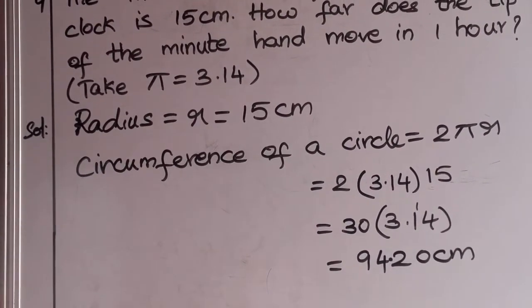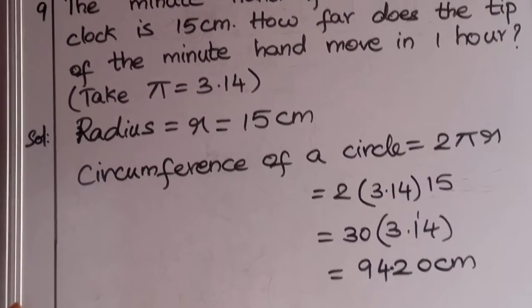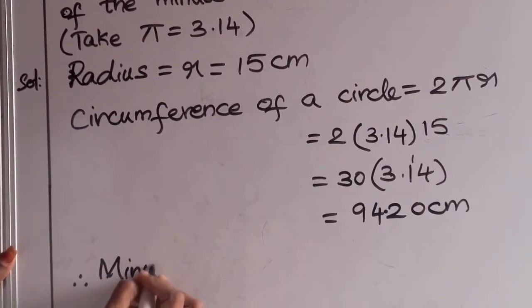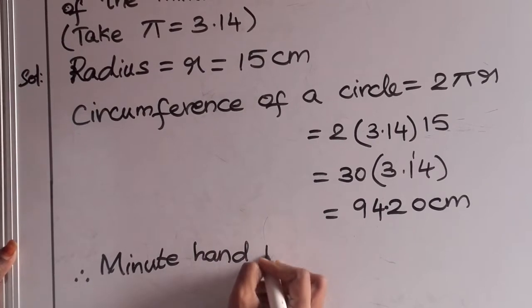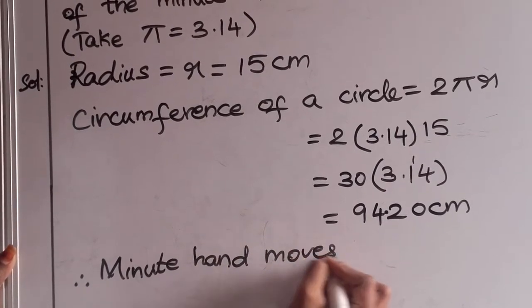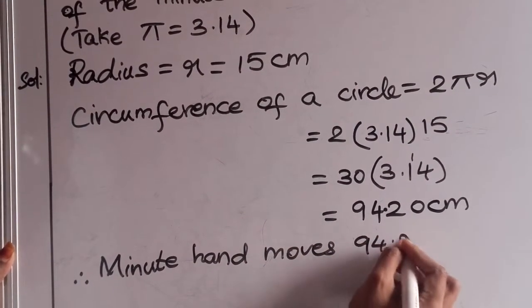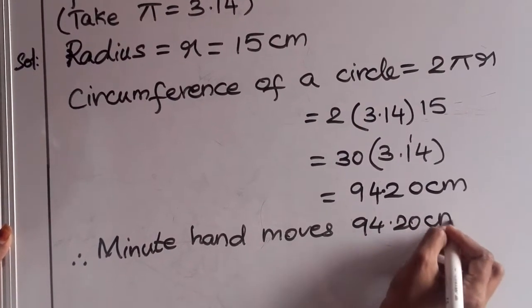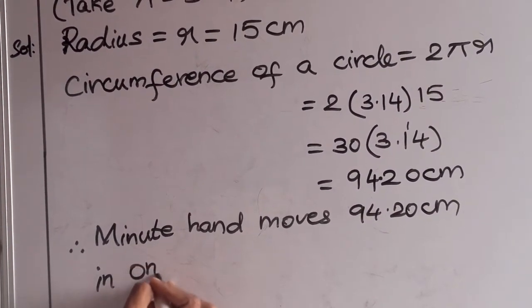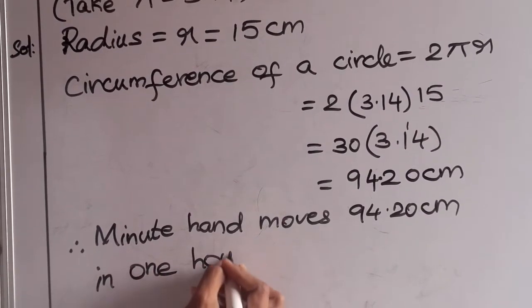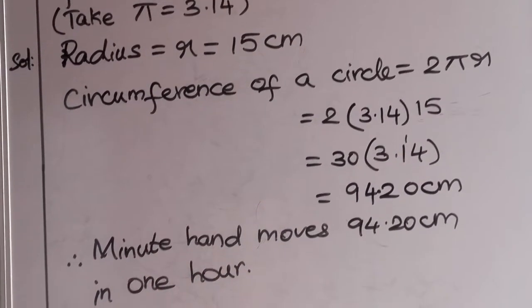Okay. Let us write, therefore, the minute hand moves 94.20 centimeters in 1 hour. Understood this? Copy in your classwork books, children.